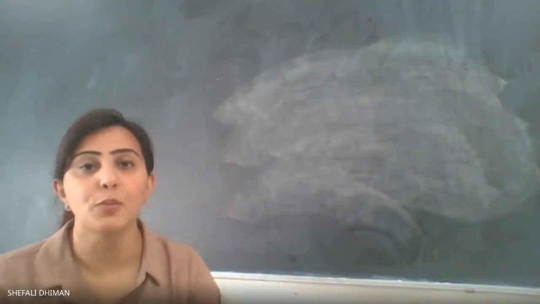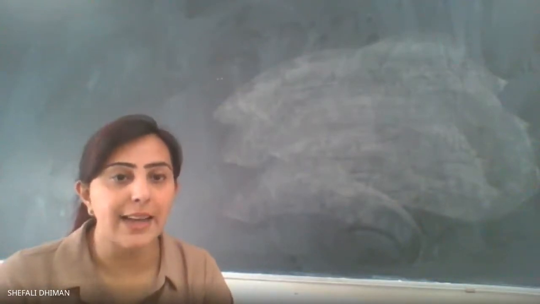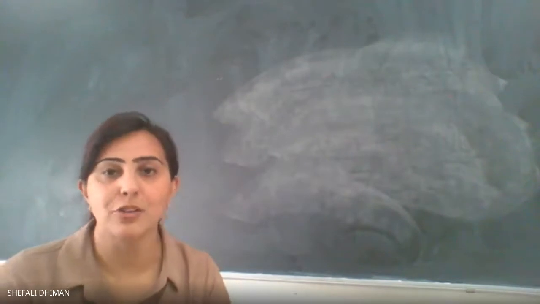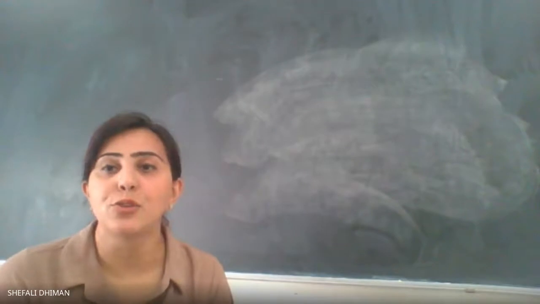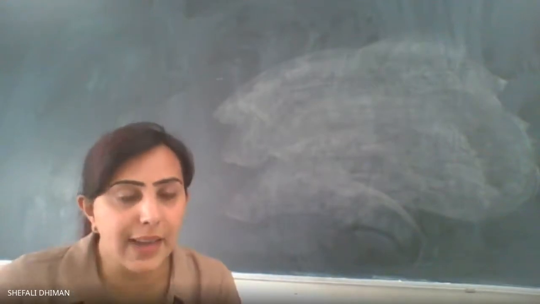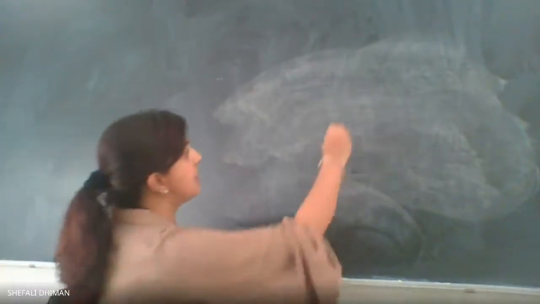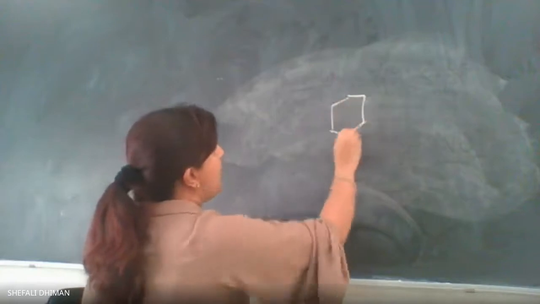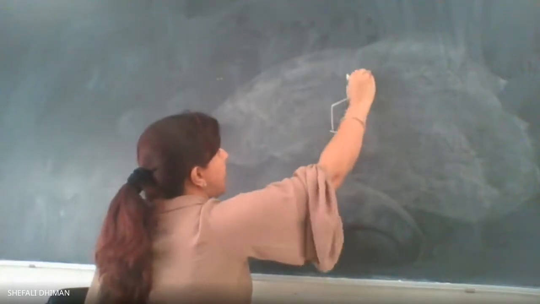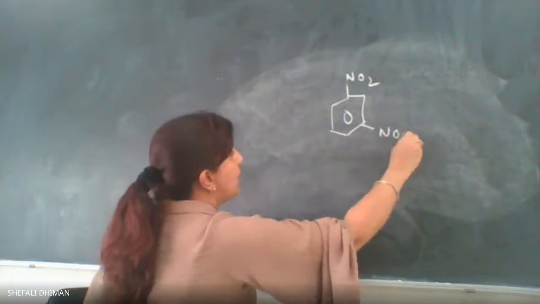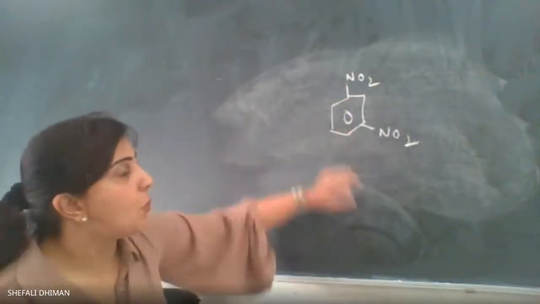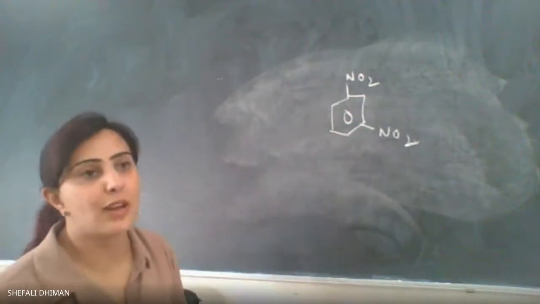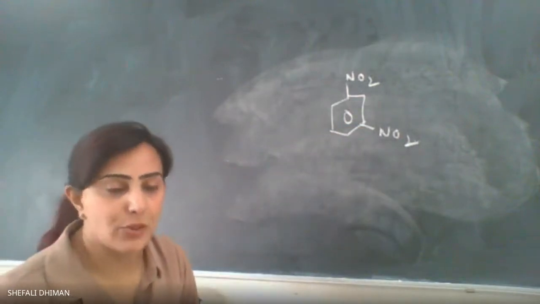So the first is to prepare m-dinitrobenzene. The first preparation using this NO2 positive is to prepare m-dinitrobenzene. Now what is m-dinitrobenzene? M-dinitrobenzene is this species. You have nitro group at the first and the third position. So you call it meta position, 1,3 position is meta. So meta-dinitro, because there are two nitro groups, so it is called meta-dinitrobenzene.